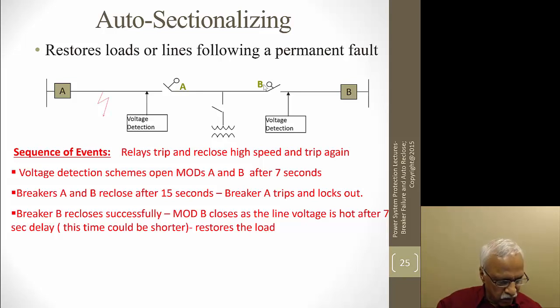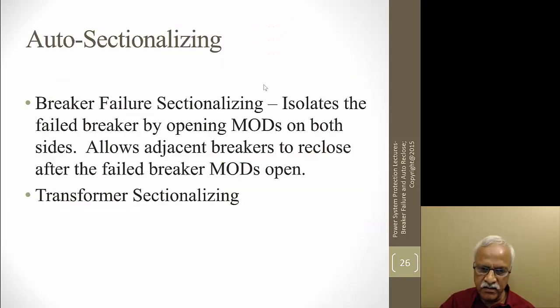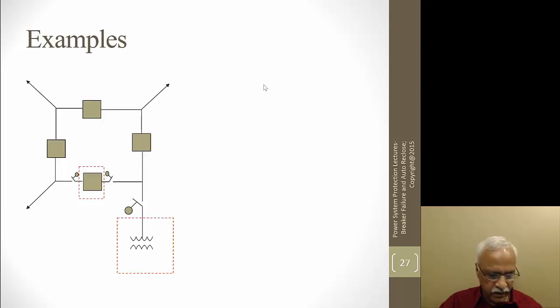In breaker failure also, when a breaker fails, you can isolate the breaker by opening the MODs and then reclosing the rest of the breakers after that failed breaker is isolated. After breaker failure sectionalizing, which I covered, there is transformer sectionalizing: if there is a fault on a tap transformer, we do the same thing. Other examples are also auto-sectionalizing.